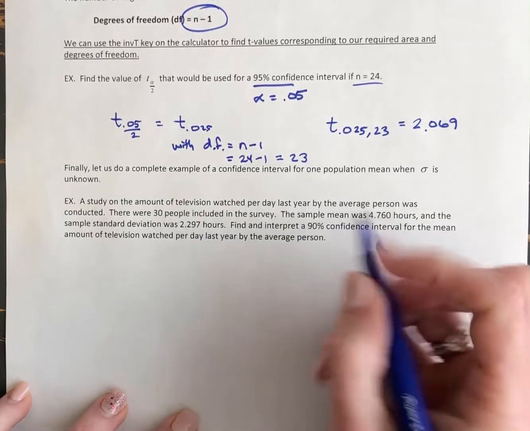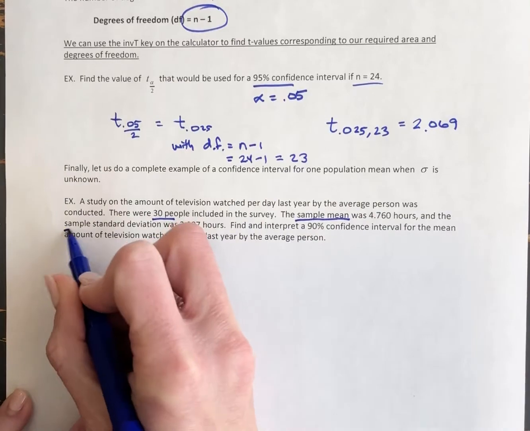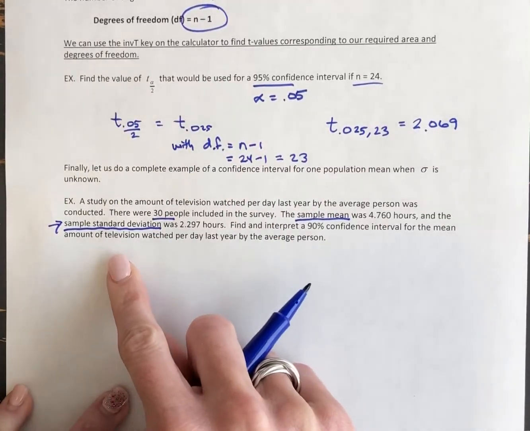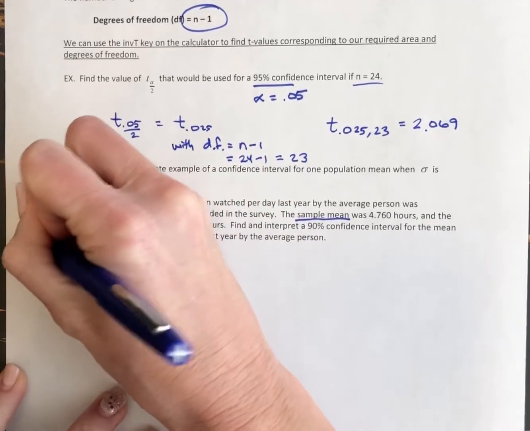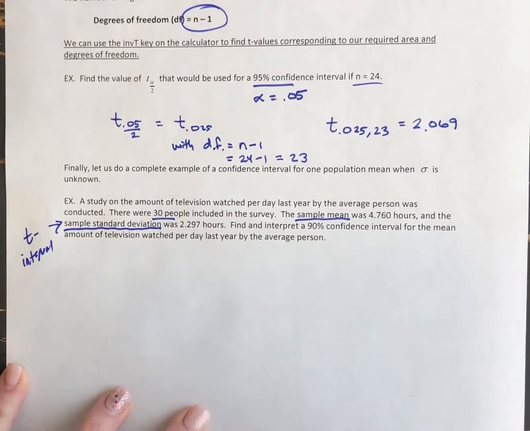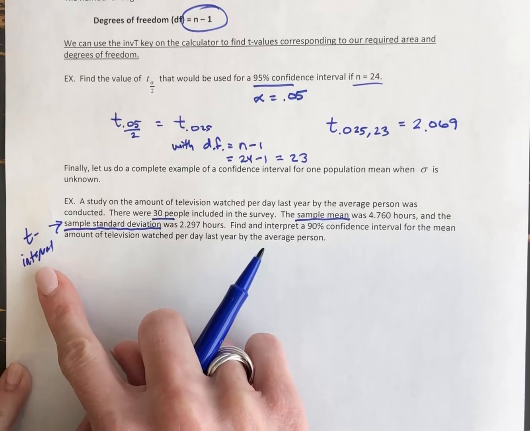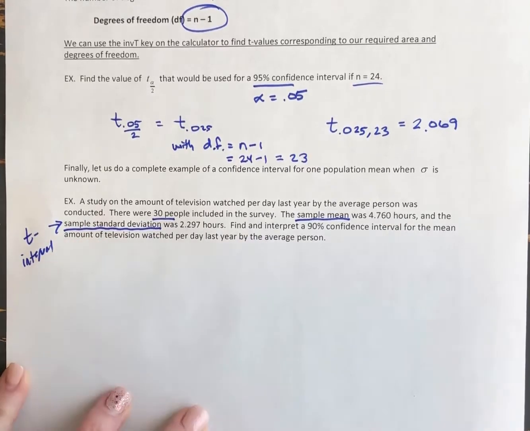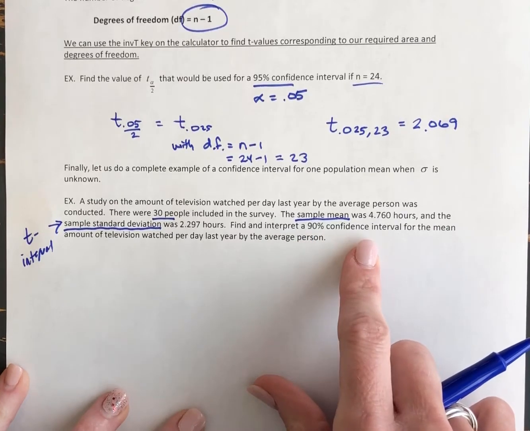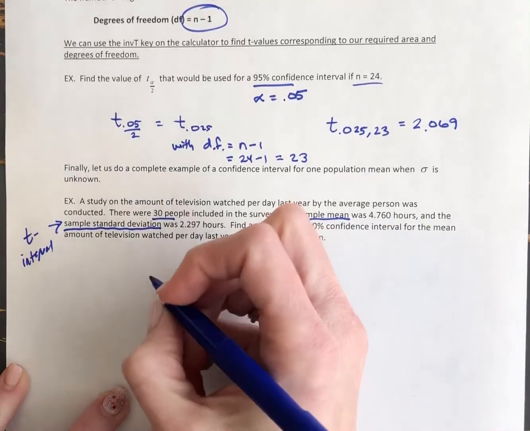So what I want you to notice here is that we took survey data, we have a sample mean and a sample standard deviation. That right there, the fact that it's a sample standard deviation tells us we're going to use a T interval instead of a Z interval. So if we knew the population standard deviation, we would be using a Z interval, but we don't, so we're going to use a T. We want to find and interpret a 90% confidence interval for the mean amount of TV watched per day last year.